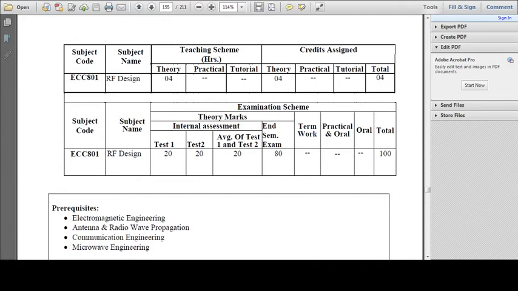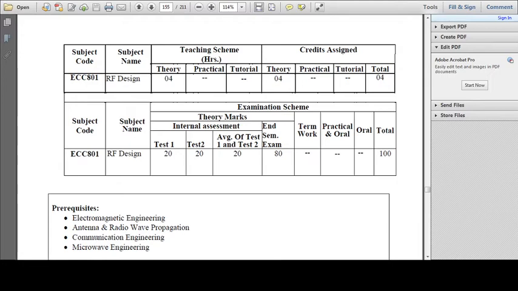Hello everyone. So today we start with our new course, RF design. This course basically consists of RF (radio frequency) filters, how to manufacture the microwave filters using various methods, and impedance matching filters, all these things.